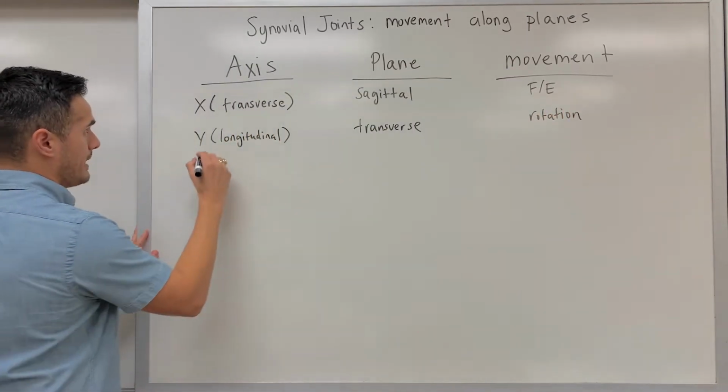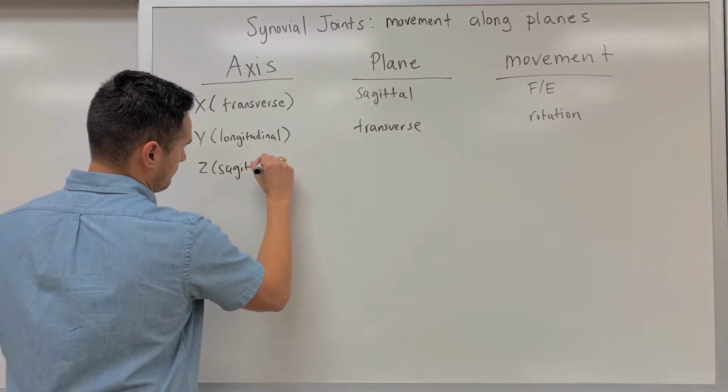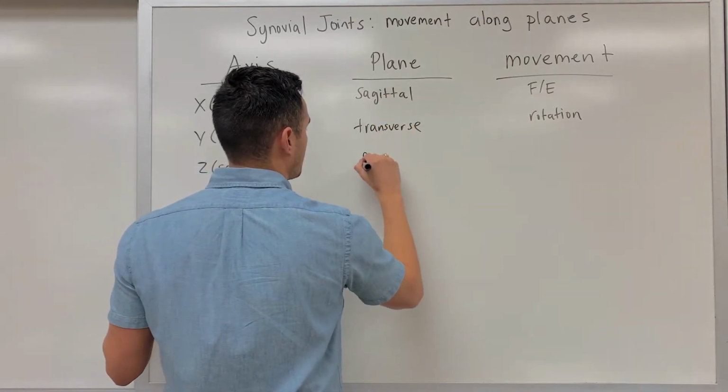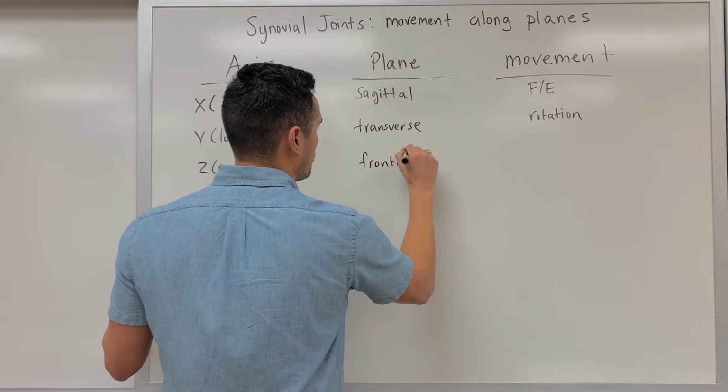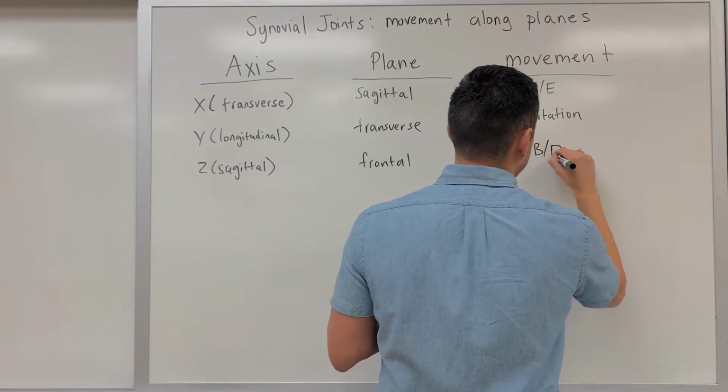So now let's look at the z-axis or the sagittal axis. So movement is occurring in what plane? There's only one plane left. The frontal or the coronal plane. The movement is abduction and adduction.